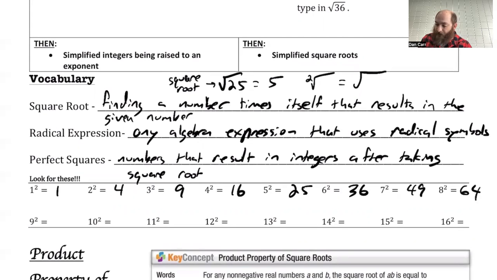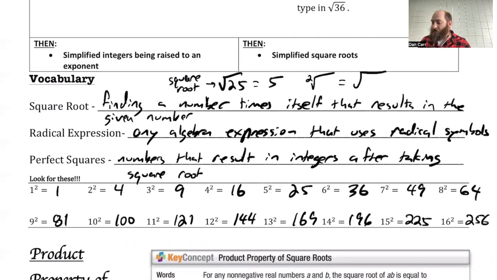49, 64, 81, 100, 121, 144, 169, I think it's 250. Oh, this is 256 here. This is 225, 196. That's what it is, right? I believe so. Yeah. Okay. These are the first 16 perfect squares.